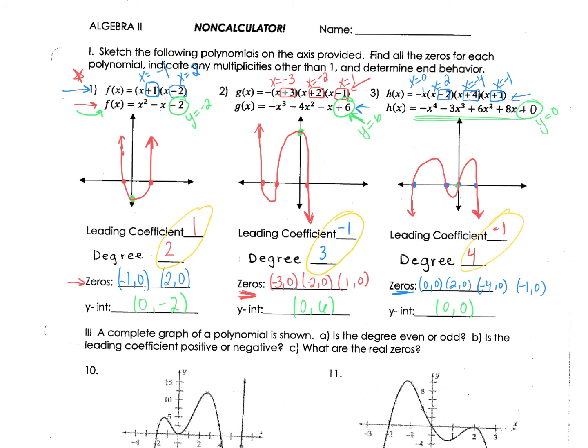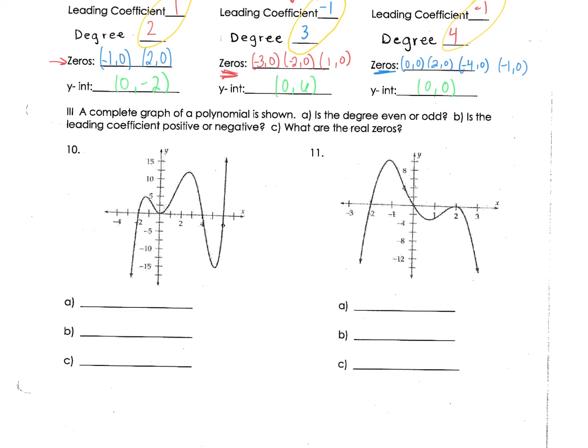Every time you go through a point, you're going to start making a change in the graph. You're going to start going the other way. Okay? Now, down to numbers 10 and 11. These are asking a different thing. So they give you the chart, and they want you to give them the answers. Okay? So from this, my question A is, is the degree even or odd?